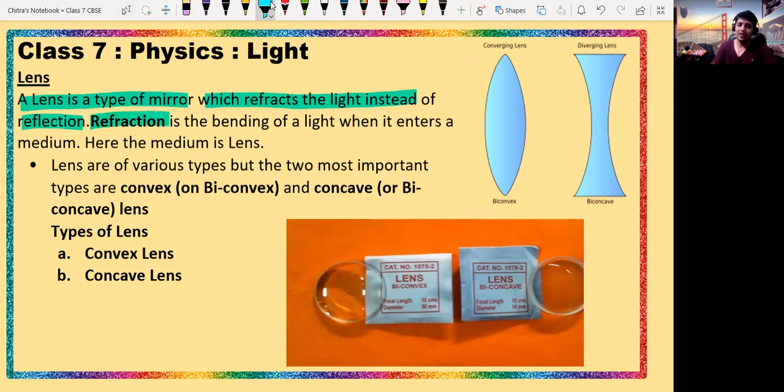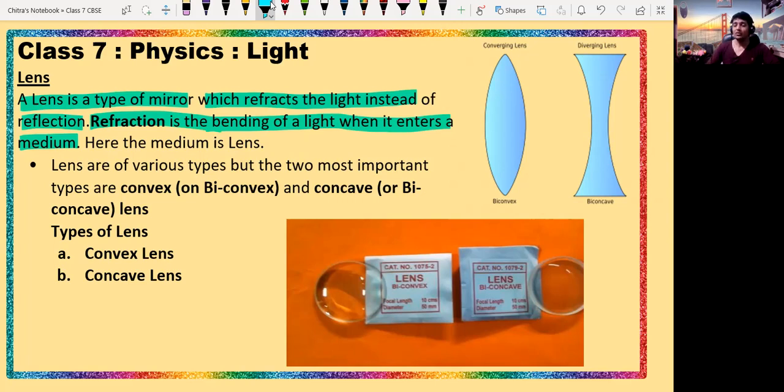Refraction is the bending of the light when it enters the medium. When light rays enter from one transparent medium to another transparent medium, it changes its original path. That phenomenon is called refraction of light. Here the medium is the lens, so we have used the medium which is nothing but the lens.